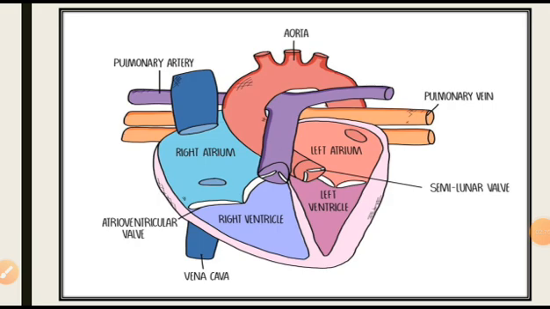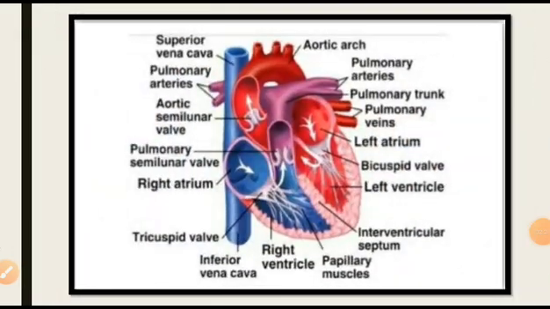Now let's have a look at a complex diagram. See, the 4 chambers of the heart, the tricuspid valve located at the right atrium. Then the bicuspid valve located in between the left atrium and the left ventricle. You can see the superior vena cava and the inferior vena cava, the pulmonary arteries, the aortic semilunar valve, the pulmonary veins, pulmonary arteries, etc.